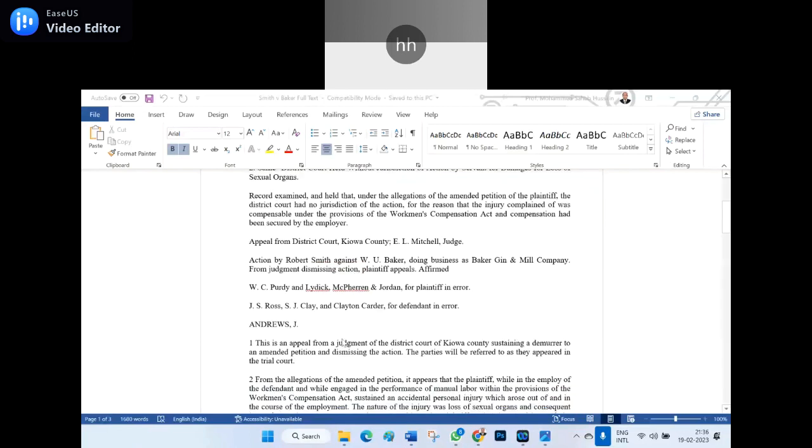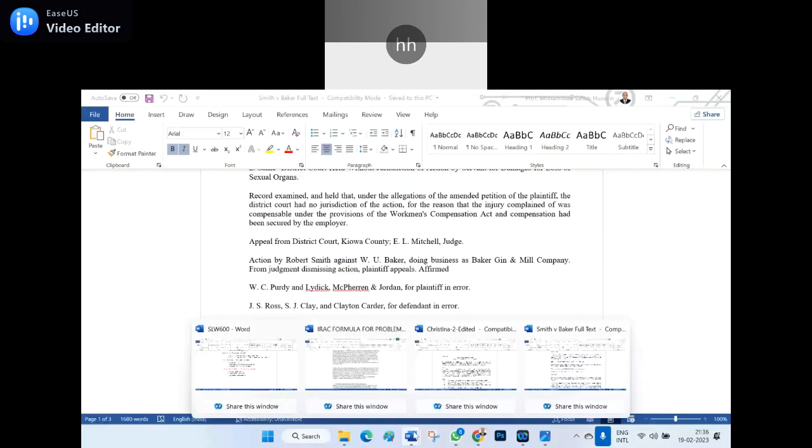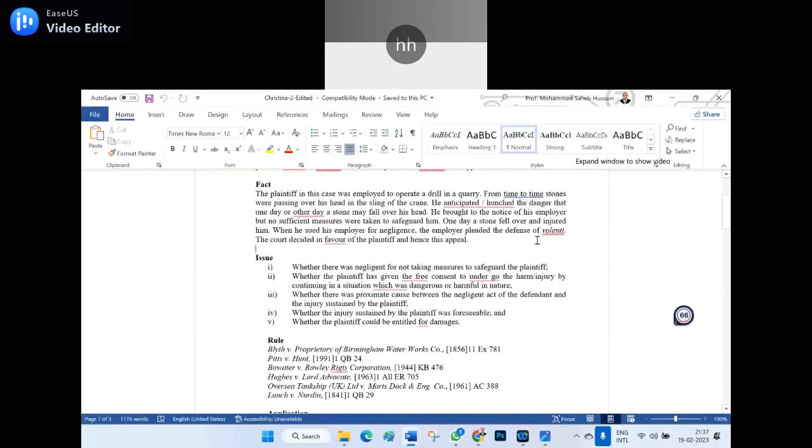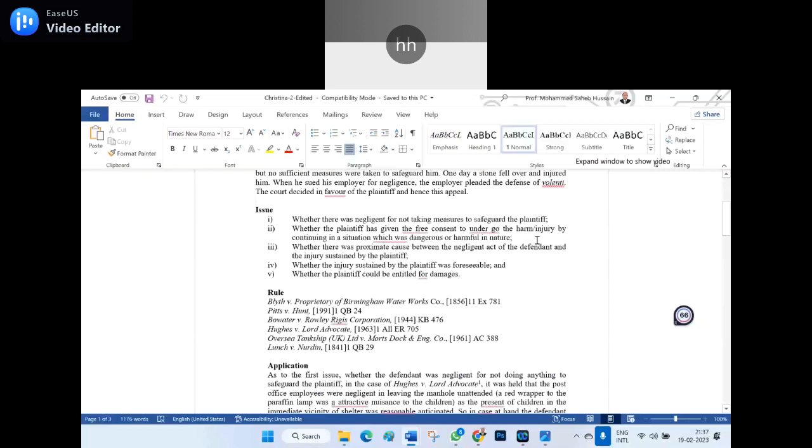So now let us go further. What I want to say is, yes, this is called case briefing. So let us come to the point, fact. Only the material facts of Smith versus Baker should be written over there. I wrote it in 6 lines taken from the original case law. Then issues. I framed the issues.